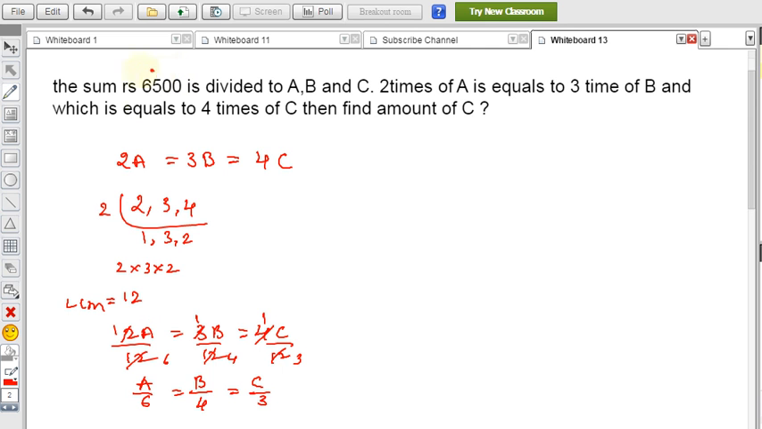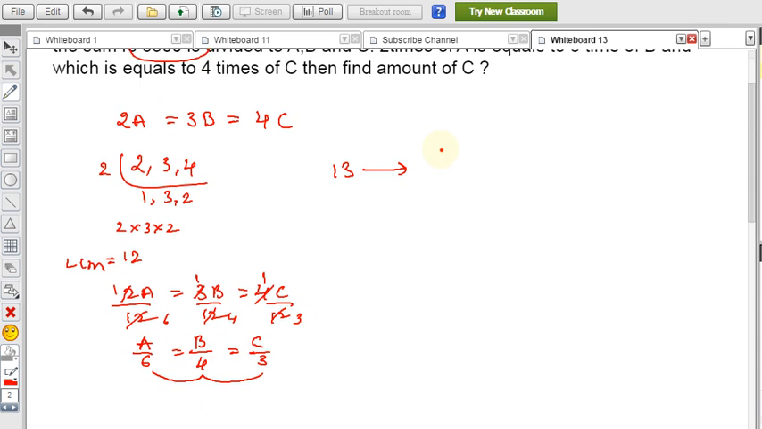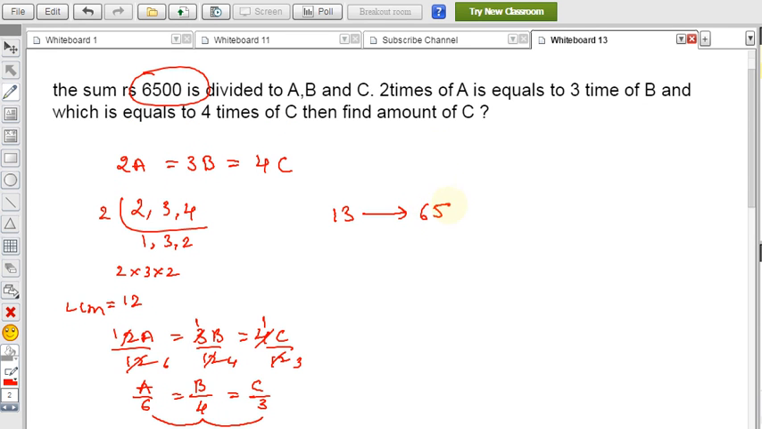So according to the problem, 6500 is divided into A, B, C. Now the total points are 6 plus 4 plus 3, so for 13 ratio it is 6500. Then for C it is 3. For only 3 parts of the ratio, how much? 3 times 6500 by 13. 13 fives are 65, so 00. That is 1500. So 1500 is the amount for C.